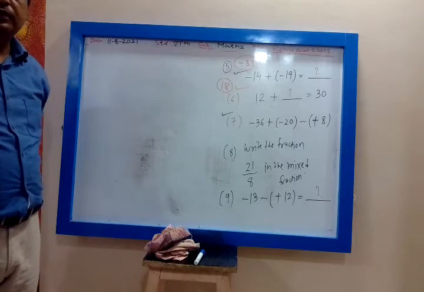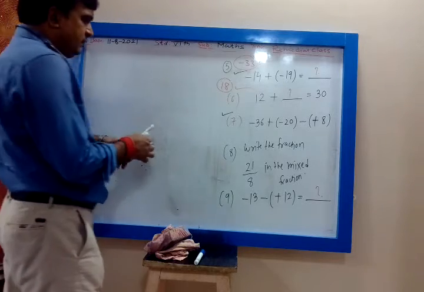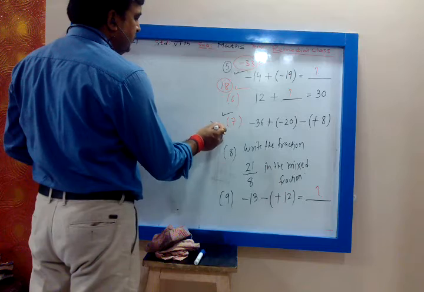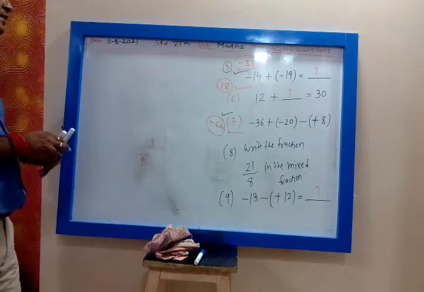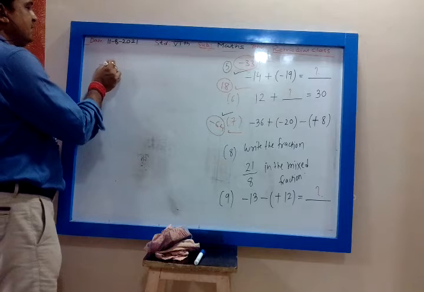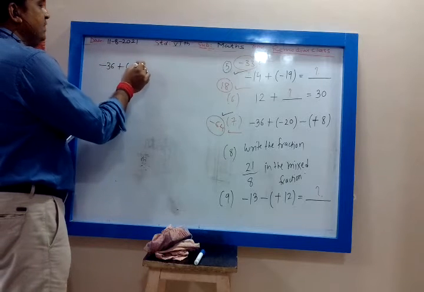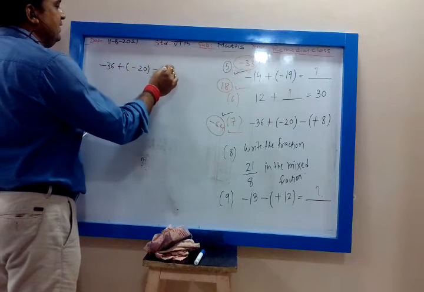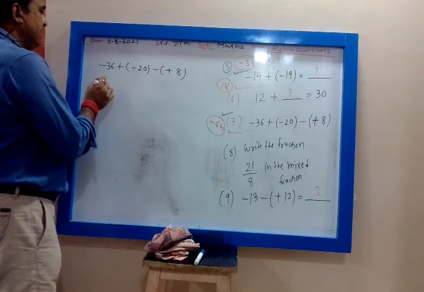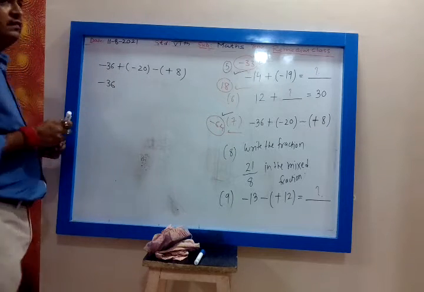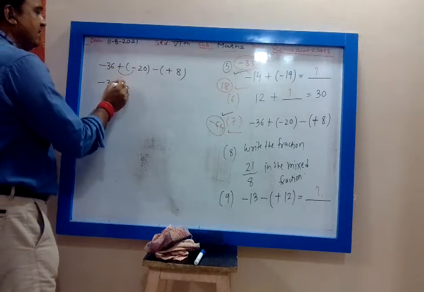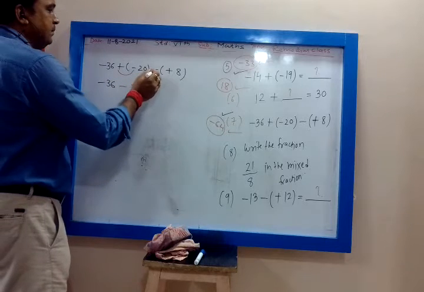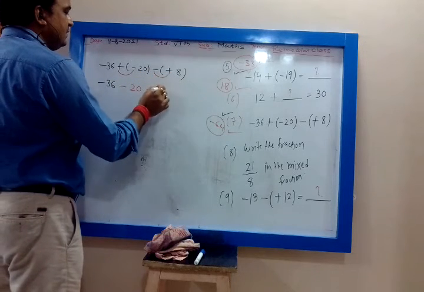Minus 64 is absolutely correct answer. Let us check. Minus 36 plus minus 20 minus plus 8. So minus 36, I have told you whenever two signs are together you have to multiply. Plus into minus, minus. Then minus into plus, minus.